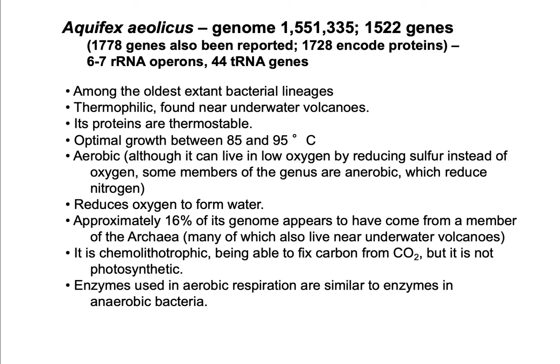So here's the genome, 1.5 million base pairs, which is relatively small for a free-living bacterial genome. Remember when I was talking about free-living organisms, the cutoff's about 1.2 to 1.3 million base pairs between a free-living organism and a parasite or a symbiont.